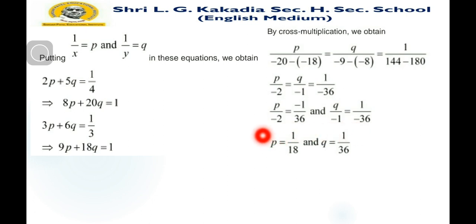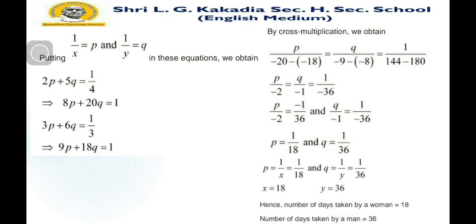Then we get the value of P is equal to 1 over 18 and the value of Q is equal to 1 over 36. Now here we have the value of P and Q. Now substituting this value in the assumed value, then we get P is equal to 1 over X, then 1 over 18, and Q is equal to 1 over Y, then is equal to 1 over 36. Taking inverse, then we get X is equal to 18 and Y is equal to 36.